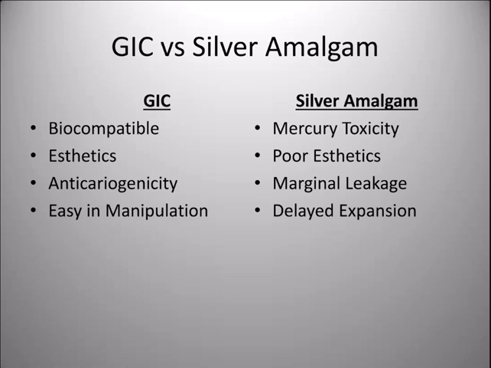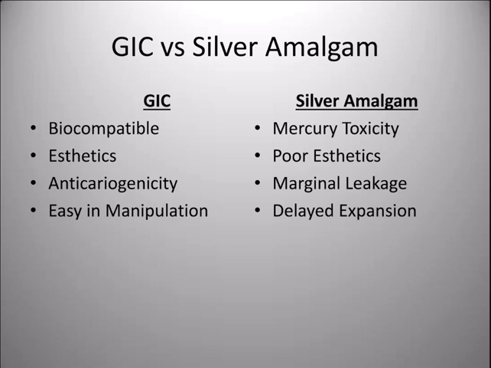Now comparing the advantages of GIC with silver amalgam. As I told you, GIC is biocompatible, whereas silver amalgam will cause mercury toxicity. Aesthetics is good in GIC, whereas silver amalgam has poor aesthetics. Anti-cariogenicity: there is fluoride release in GIC, whereas silver amalgam can cause marginal leakage. Marginal leakage can happen because it doesn't have chemical adhesion, whereas GIC has chemical adhesion to the tooth structure.